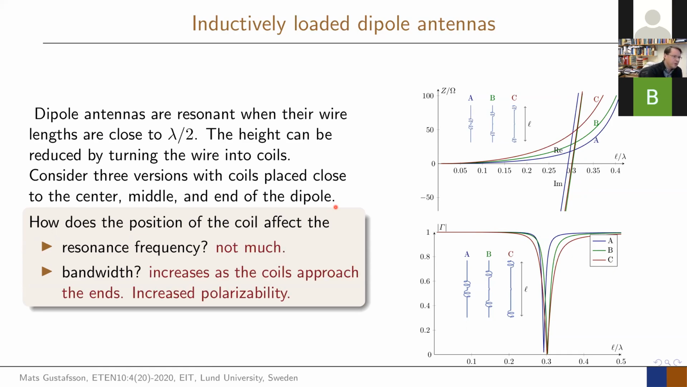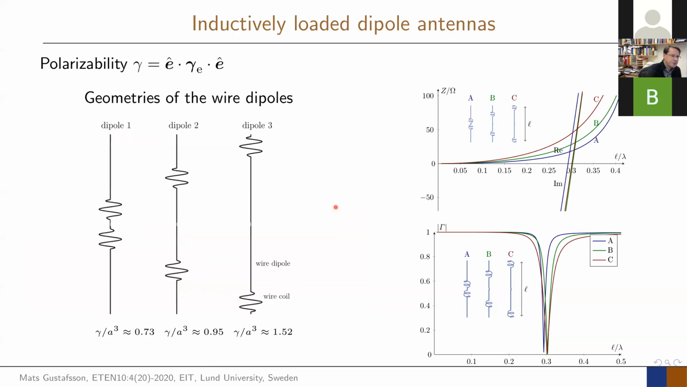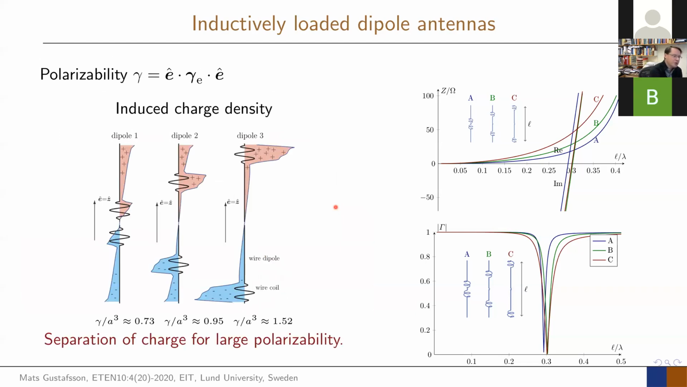So resonance frequency, not much change. Bandwidth increases as the coil moves away, and that is because you get increased what's called polarizability, which is that the charge separation gets big. That's what you would like to have there. And one way of looking at it is that you can actually determine what the charge is. If you take a picture of them, you can see the last one here basically has a lot of plus charge there, and you can have a lot of minus charge there. So you get a huge separation between that one. And what you have is the length times the amount of charge that's separated. That is actually proportional to the bandwidth that you get. So you can get that out for these cases too.